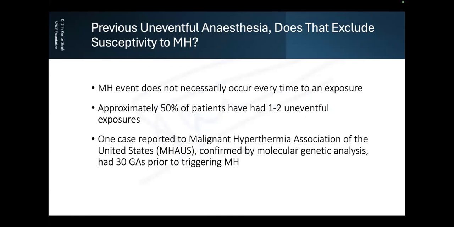So can MH happen in patients with previously uneventful anesthesia? And the answer is yes. So it's not always necessary that there is a history of MH in the past. 50% of patients would have had one or two uneventful exposures to anesthesia before. And there is one case report from the US where there was a confirmed molecular genetic analysis. So there was a DNA positive MH, and this patient had undergone 13 GAs before he triggered MH. Just because somebody has had uneventful anesthesia, I think this was talked about in a recent case which happened in Pune. A patient had had previous uneventful anesthesia and then triggered MH. So this is not abnormal. This is a normal thing.